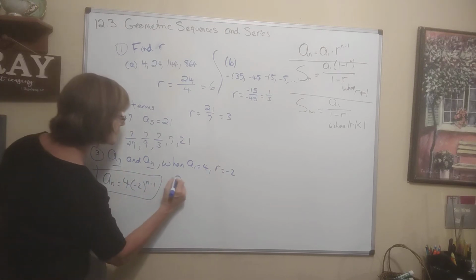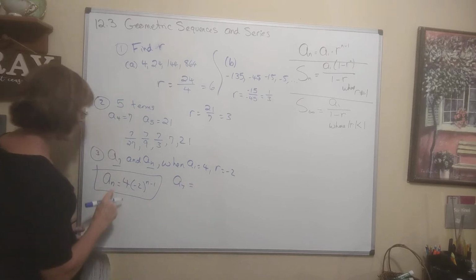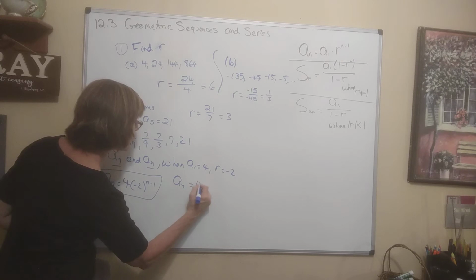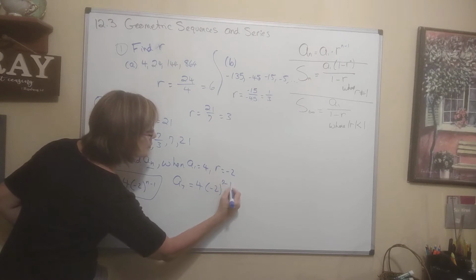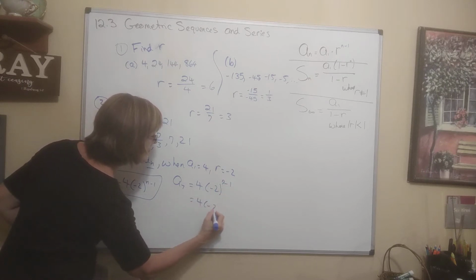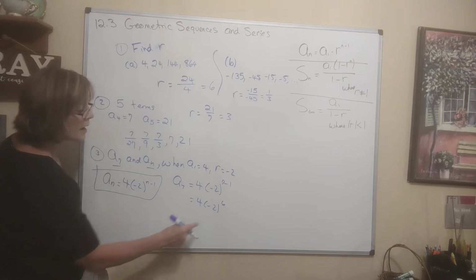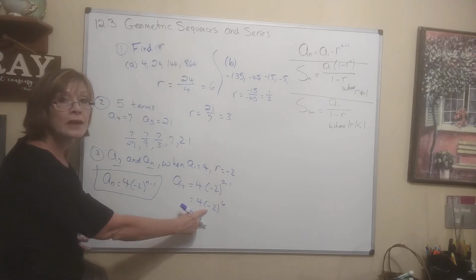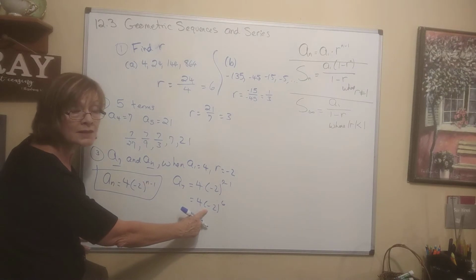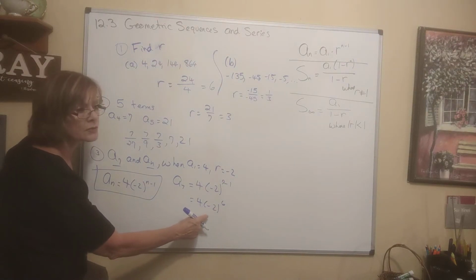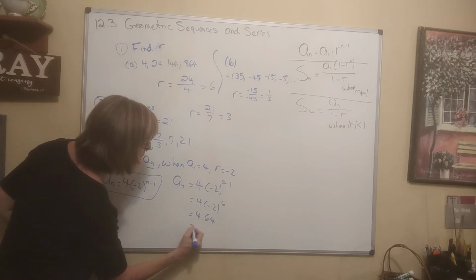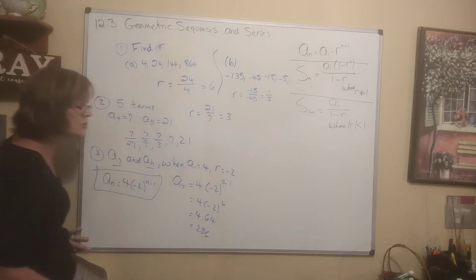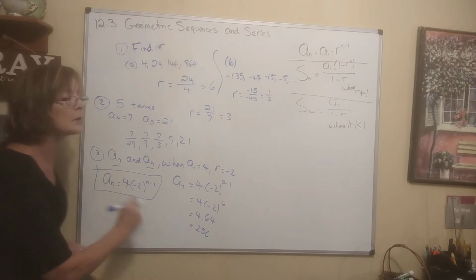So then if I need to find a sub 7, which I do, I'm just going to let n be 7. This is going to equal 4 times -2 raised to the power of 7 minus 1. So this is 4 times -2 raised to the 6th power. A negative number raised to an even power is going to be positive because there's an even number of negatives. So 2 to the 5th is 32, so 2 to the 6th is going to be 64. So this is 4 times 64, and that is 256. Of course, you can use your calculator to figure that out as well. So that's how you do number 3.